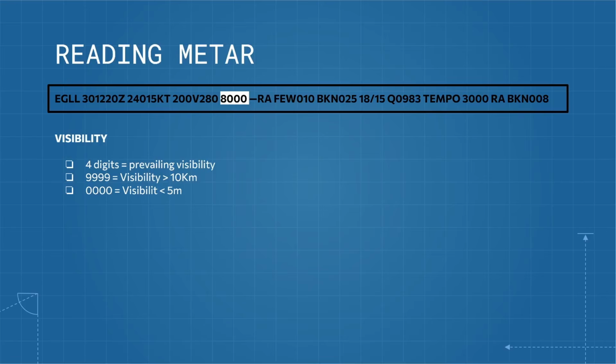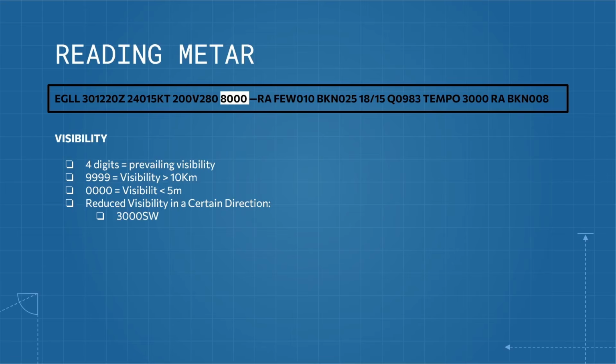In circumstances where there is reduced visibility in only one particular direction from the airport, a minimum visibility reading is also given in the format of 4 numbers to once again indicate the distance in meters, as well as a direction indication.